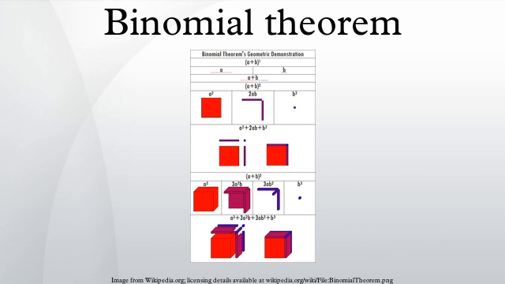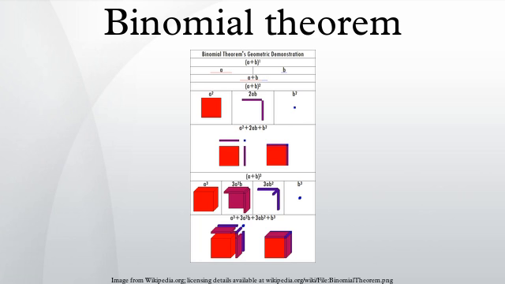Geometric explanation. For positive values of a and b, the binomial theorem with n equals 2 is the geometrically evident fact that a square of side a plus b can be cut into a square of side a, a square of side b, and two rectangles with sides a and b. With n equals 3, the theorem states that a cube of side a plus b can be cut into a cube of side a, a cube of side b, three a-squared-b rectangular boxes, and three a-b-squared rectangular boxes.